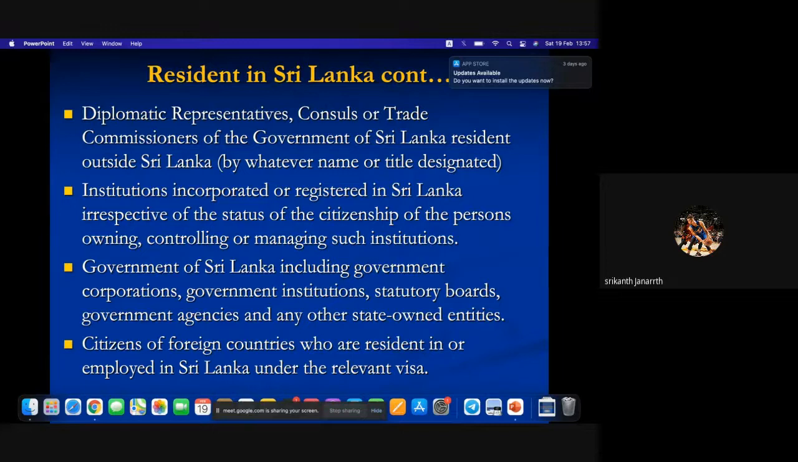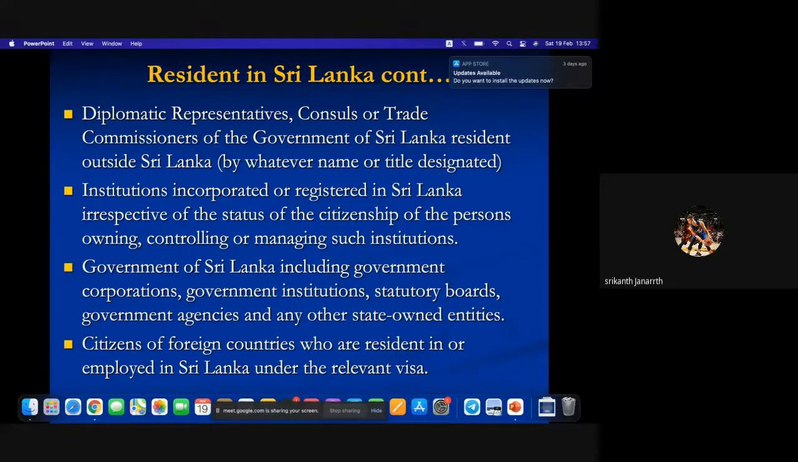Institutions incorporated or registered in Sri Lanka, any business registered here, having an office here, incorporated here under the Company Act, or under a partnership, or as a sole proprietor, all those businesses are resident. So that is very simple, right? Any business registered here, having a business office here, all resident. Sometimes they are owned by a foreigner. Irrespective of whether it's owned by a foreigner, if the business is registered in Sri Lanka, that is resident.